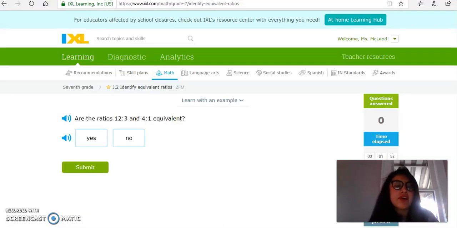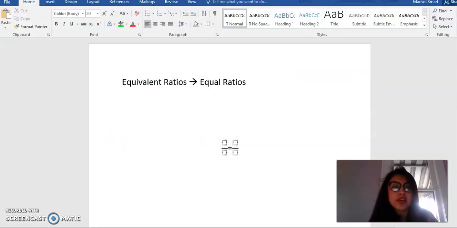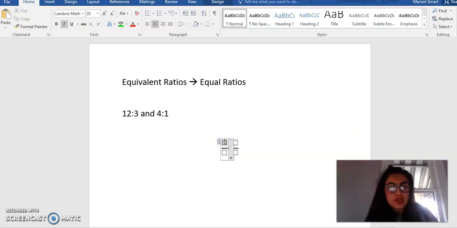So here we have our ratios: are 12:3 and 4:1 equivalent? Okay, so I'm going to convert these ratios into fractions because that's another way to write ratios. So 12/3, and we know that order matters.